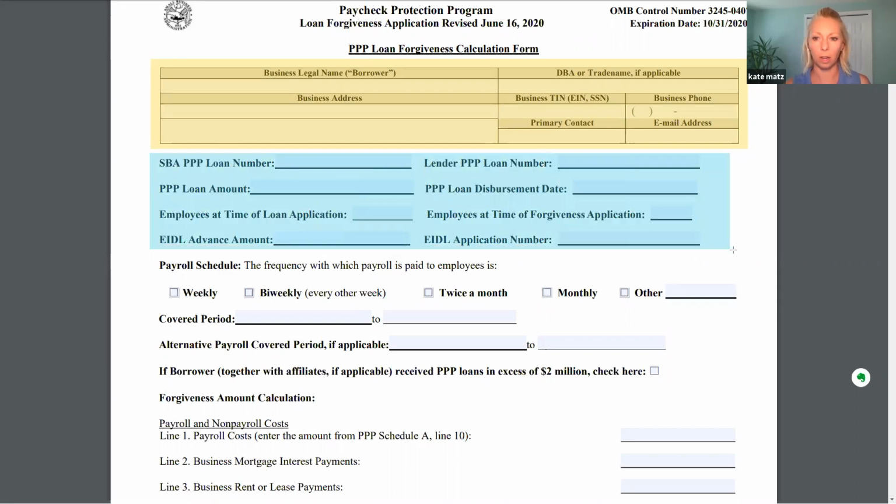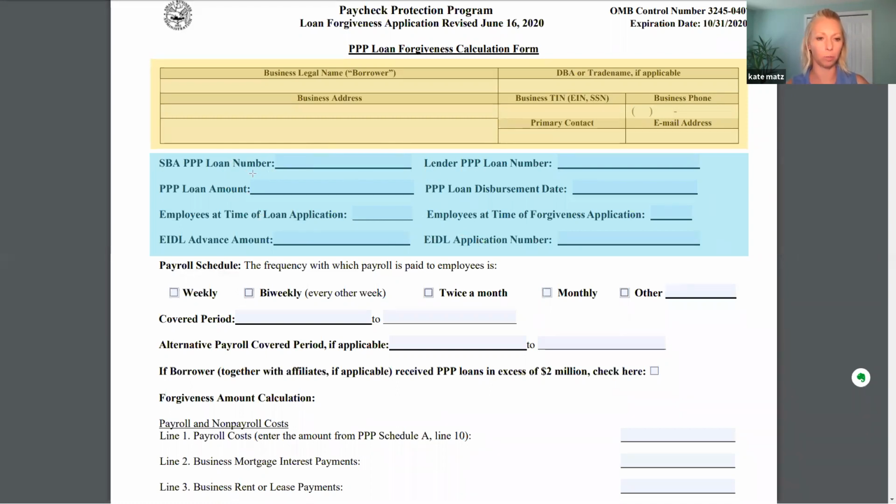The next section then is some general information about loans that you received under the CARES Act. So your SBA loan number, your lender PPP loan number, amount, date that you received it, employees, and then if you received anything for the EIDL. This information was probably provided to you when you got your loan. If not, go back, ask your lender about the loan number from themselves and from the SBA.